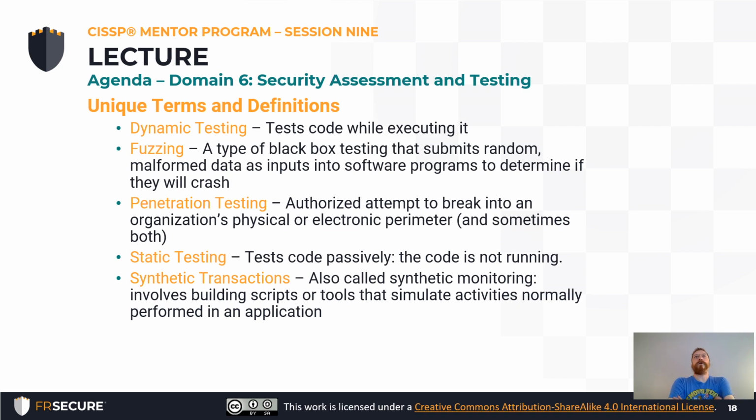So terms you're going to need to know: dynamic testing, that is testing while the code is executing, right? So dynamic means code is running, we're testing it as it's running. Fuzzing, we're going to just put random malformed data into the software and see what happens. Think of fuzzing typically within a web application where there's a field, we'll just put in random data, see what happens.